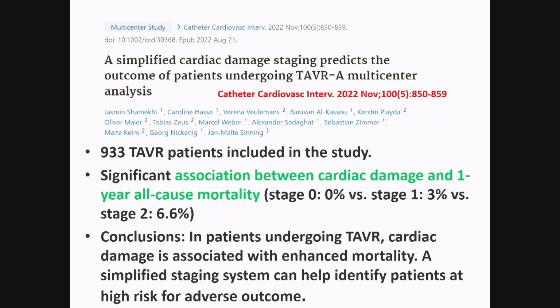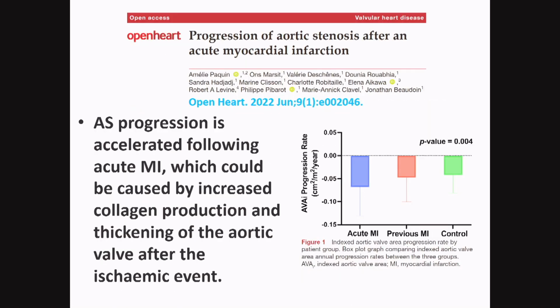Now, is this reliable staging? Yes, it has been shown recently, in November 2022, in a study done on over 900 patients with TAVR. They found that this classification was very fruitful, and there is a good association between the cardiac damage and 1 year mortality. So that is a meaningful assessment.